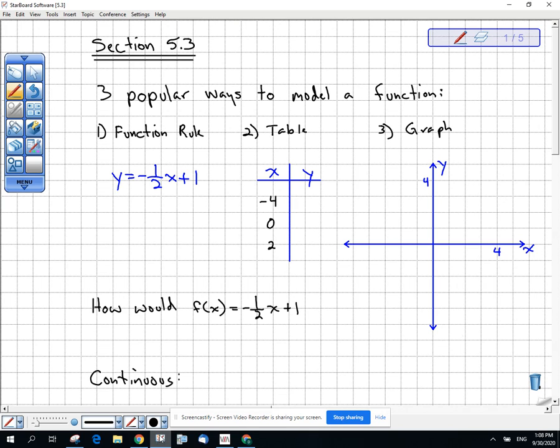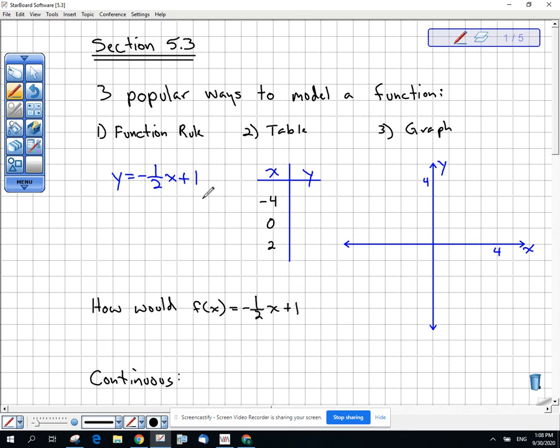from Google Classroom. All right, so Section 5.3, there are 3 popular ways in Algebra 1 to model a function. Those three ways would be a function rule, a table, and a graph. And I'm going to make these so that they are all related. So I have an example of a function rule, y equals -1/2 x plus 1. We know that that's going to yield a line.